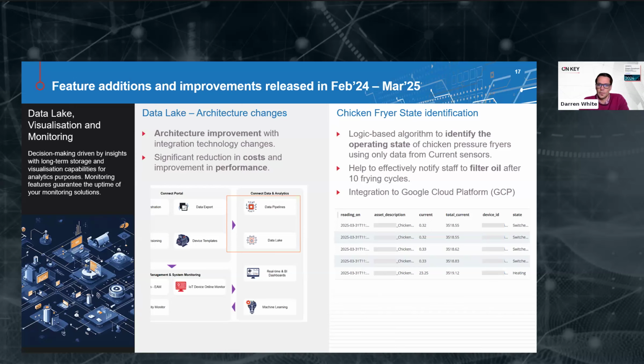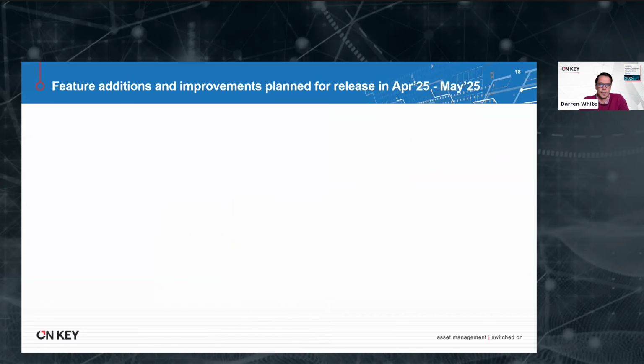What is important over here is that if you don't optimally filter the oil, it impacts the quality of the product, or you can over filter the oil as well. So if you can identify the filter state and see what the duration is of the frying states, then you can trigger an alarm to say that the oil needs to be filtered after a couple of frying cycles. This was also an integration to a Google Cloud platform, and that was a really exciting feature that we released.